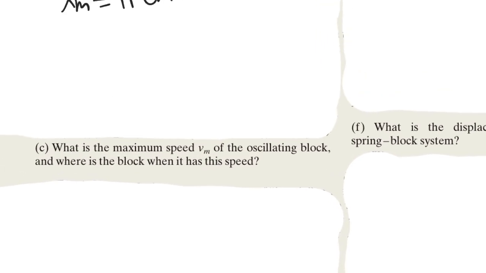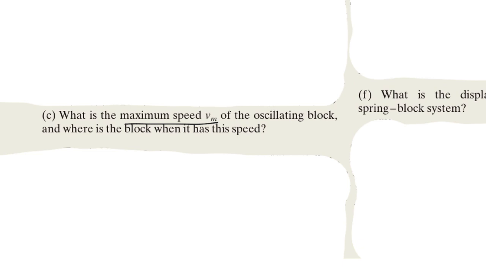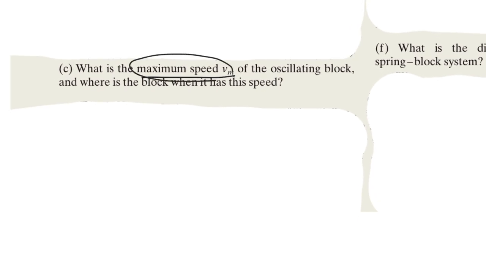Okay, question number C, what is the maximum speed vm of the oscillating block, and where is the block when it has this speed? So the maximum velocity is the same as the velocity amplitude.